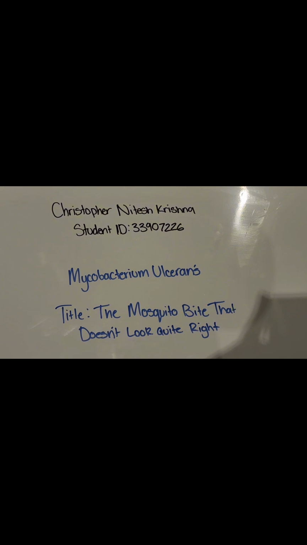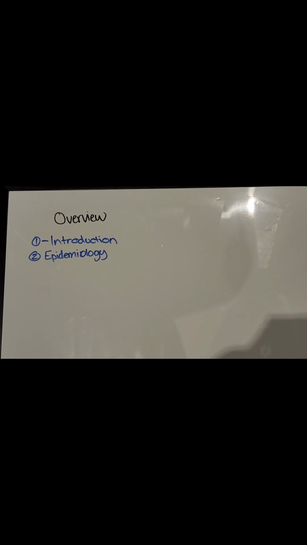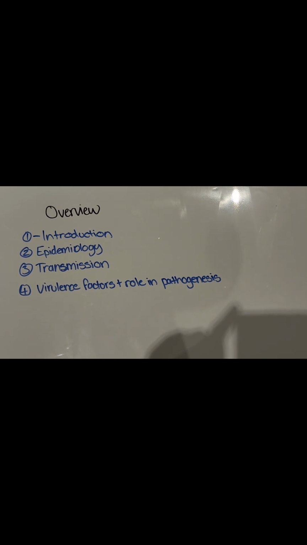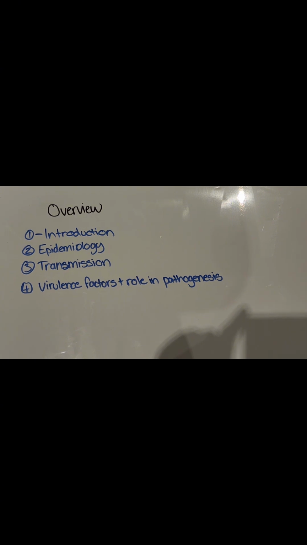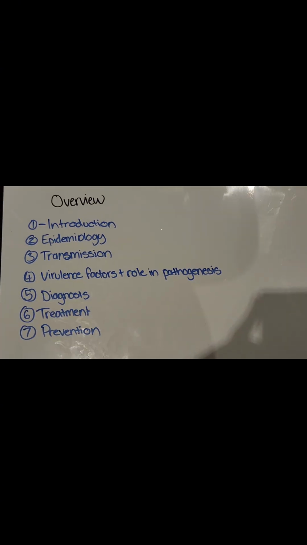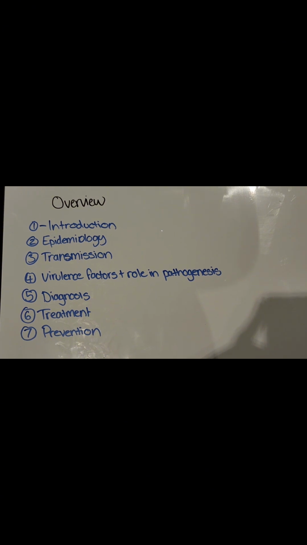Here is the overview of my presentation. I will start with an introduction into Mycobacterium ulcerans, then epidemiology, and then the transmission of Mycobacterium ulcerans. Then I'll talk about Mycobacterium ulcerans virulence factors and their role in pathogenesis. Finally, I'll talk about the diagnosis, treatment, then prevention of Mycobacterium ulcerans. I will end with an acknowledgements and reference slide.